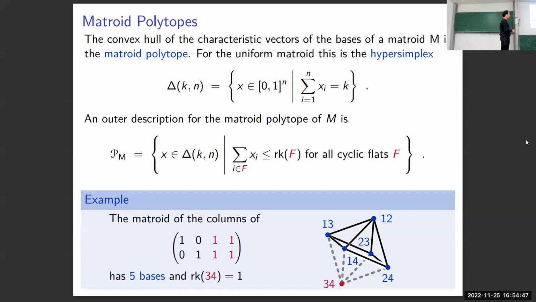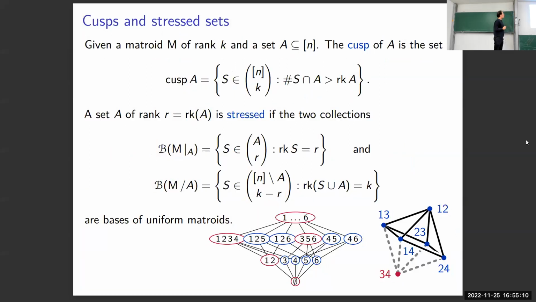How do I do this, or how do I see this? Okay, so this is the inequality: x3 + x4 ≤ 1, because {3, 4} is a cyclic flat. So this cuts away exactly the point e3 + e4, actually all the points here. Okay, so this is polytopes. And now we're getting to new terms. These are things that I introduced with my co-author years ago.